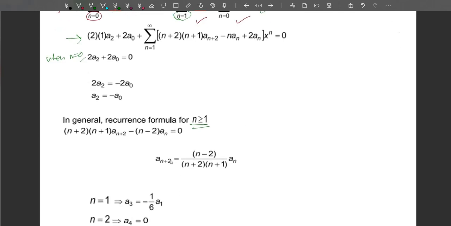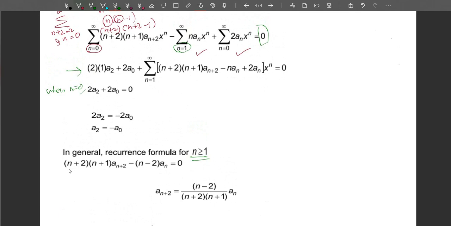Okay. So right now, since this one has been factorized, it will be like this: (n+2)(n+1)a_{n+2} - (n-2)a_n = 0. Let's say you didn't do this line. So directly from here, how do we solve for the recurrence formula? Just rewrite everything of this summation, but omit the summation and also x to the power of n. Therefore, it will be (n+2)(n+1)a_{n+2} - n a_n + 2a_n = 0. Why? Because everything can be compared to 0 only.